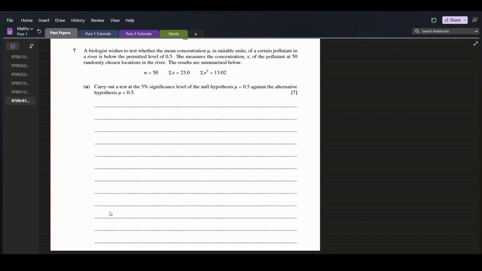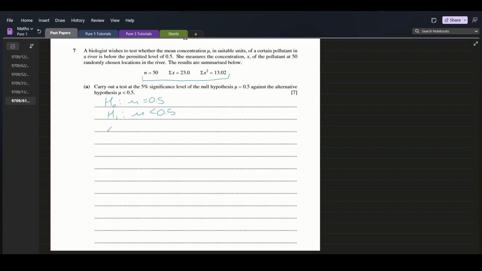Part A. Carry out a test at the 5% significance level of the null hypothesis mu is equal to 0.5 against the alternative hypothesis mu is less than 0.5. Okay, so we've been given that H0 is mu is equal to 0.5, H1 is mu is less than 0.5. So what we need to do first is to find our test statistic, and we can use the information that we have here to find our test statistic.